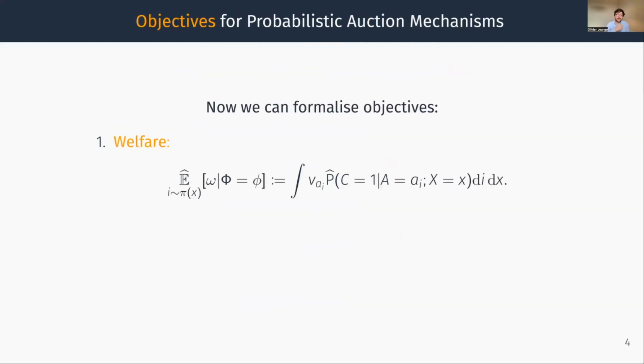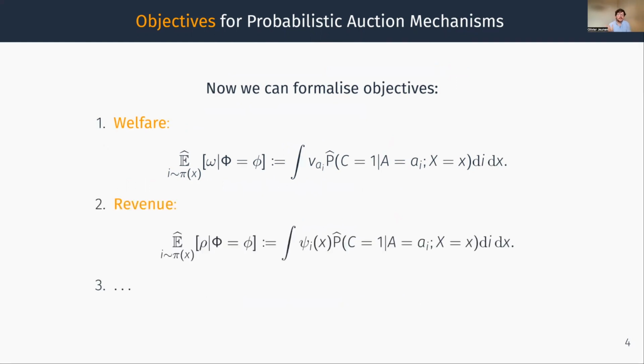Now we can start talking about objectives for auction mechanisms. For example, the expectation of welfare can be written out as this quantity. It's simply the expected welfare for a given context-ad pair over all contexts and over all ads. Now, as we move towards revenue, for example, we get a very similar equation, but the value that is provided by the bidder is now replaced by the price that they need to pay, and we can go beyond that as well.